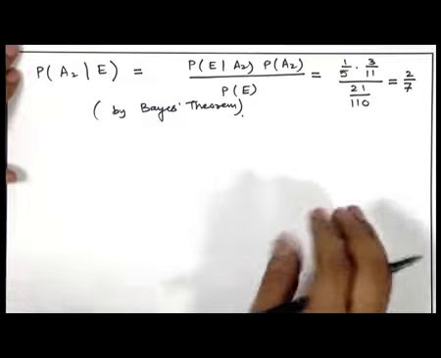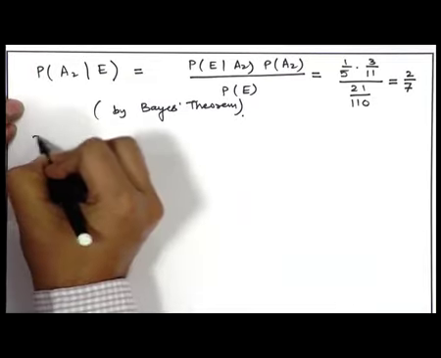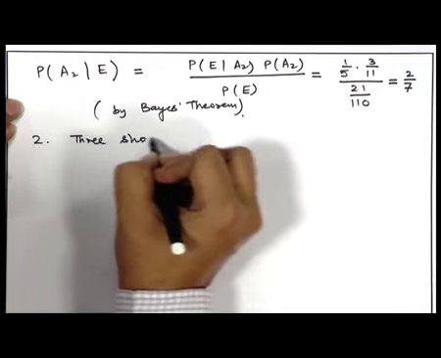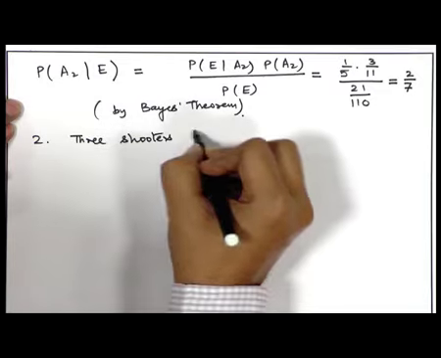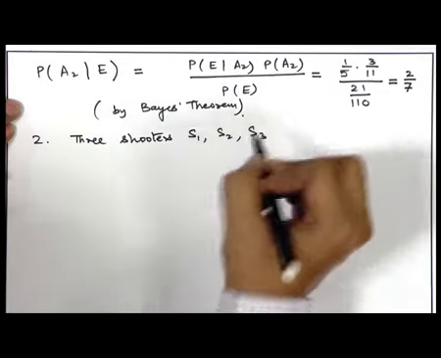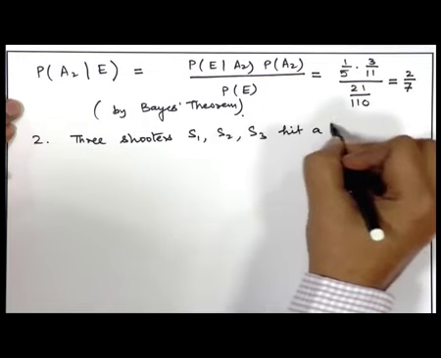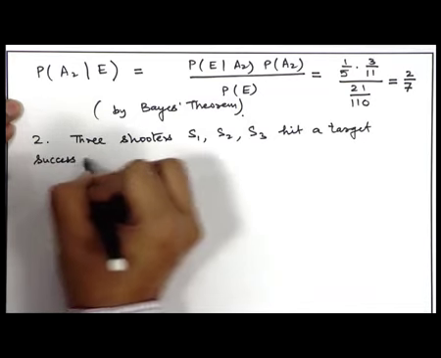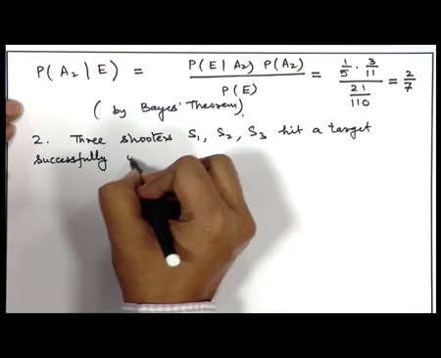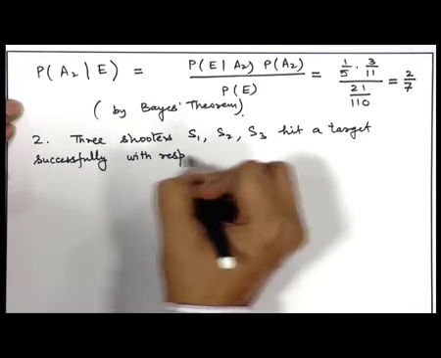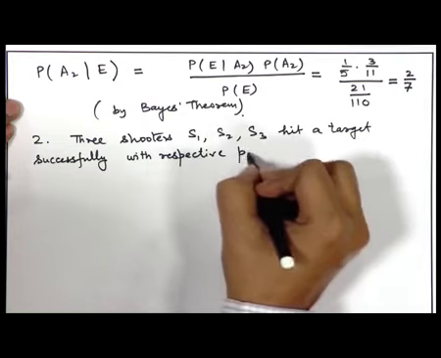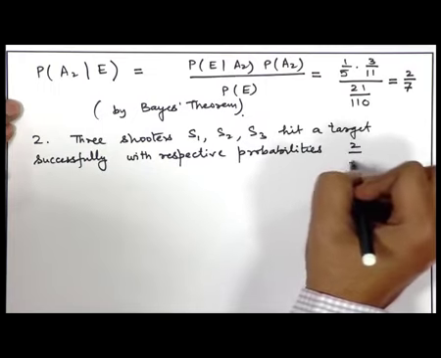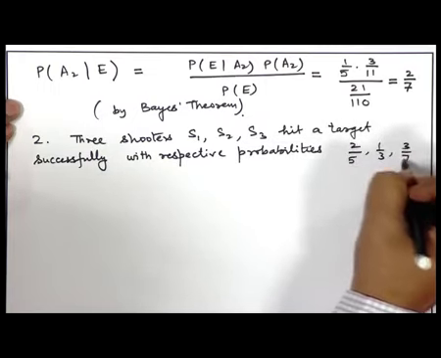So, let us take another problem of a similar nature. There are 3 shooters, let us call them S1, S2 and S3. They hit a target successfully with respective probabilities 2 by 5, 1 by 3 and 3 by 7.